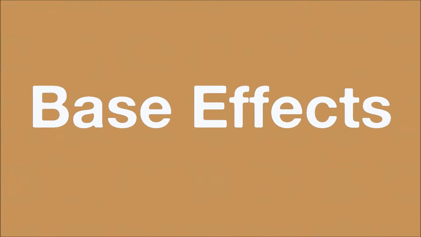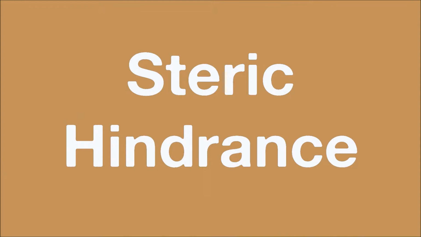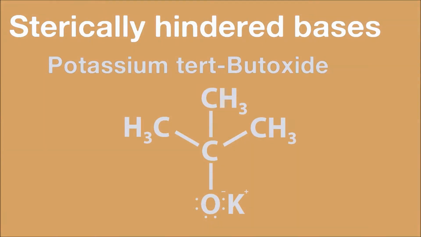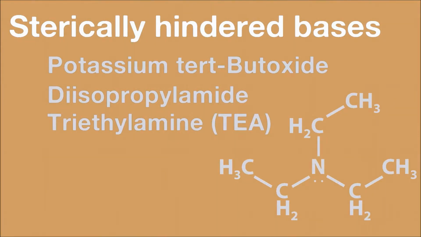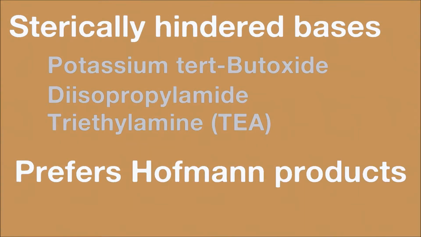The substrate is not the only reagent that gets a vote as to how the reaction proceeds. Steric hindrance will get in the way of the Zaitsev product. A large, bulky base, such as potassium tert-butoxide, diisopropylamide, or triethylamine, will have trouble accessing more interior protons. These large bases will deprotonate beta sites more easily reached from the outside, which favors Hofmann products over Zaitsev products.